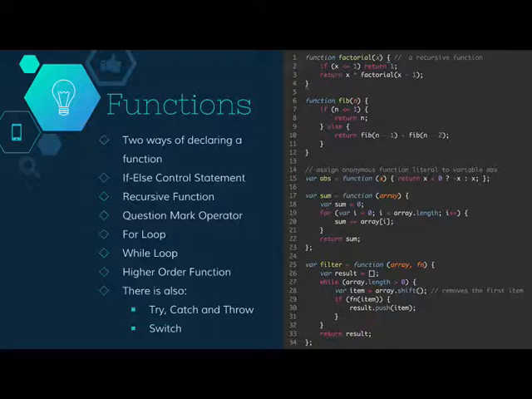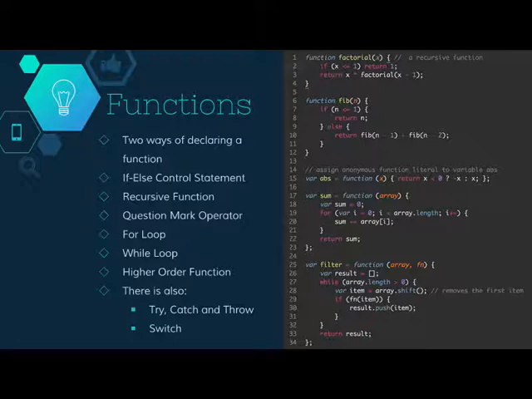Like Java. A for loop looks like this, and a while loop looks like this. It's very similar to other programming languages, except we need to be careful that this is var, not int. If you write Java a lot, you might just write int i equals, and that will crash our code. There's also higher order functions. If you have taken 61A, you know that. The try, catch, and throw is also supported in JavaScript. We won't be talking about that in depth. And there's also the switch.